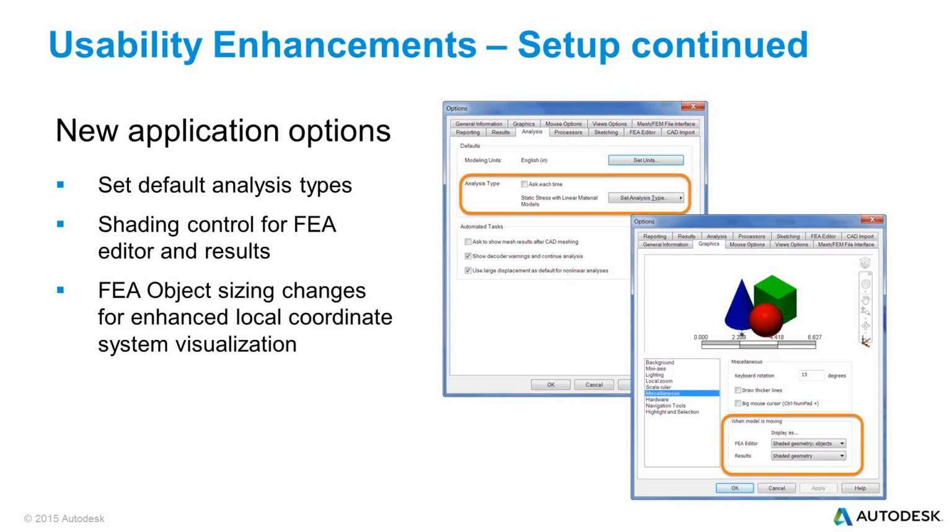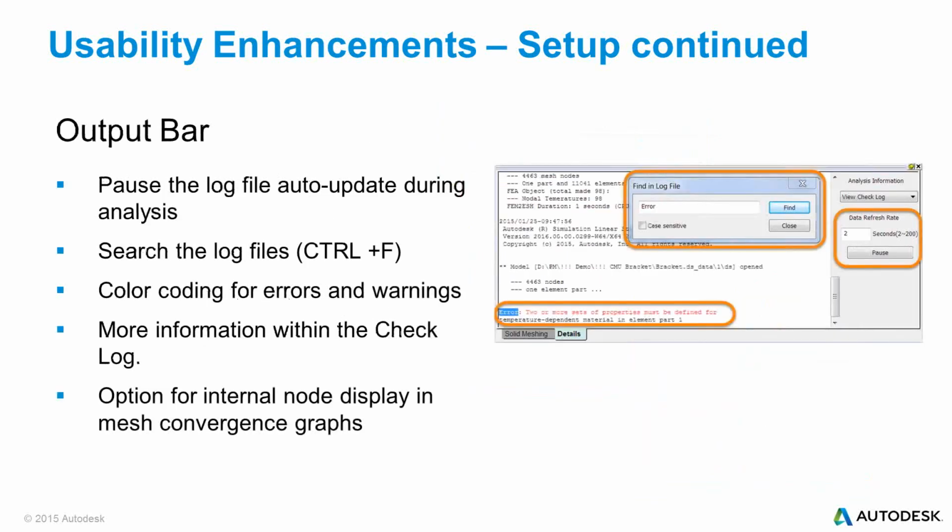And by default, we show you all those loads and boundary conditions as glyphs, right? A couple slides ago, we showed you the pressure glyphs as arrows, for example. And if you change the size, those arrows can be smaller or larger. And if you change them all the way down to the 0 size, we now shrink them to a point, which really gives you a better visualization for things like local coordinate systems in the FEA editor. So let's move on to the next slide and talk a little bit about the output bar.